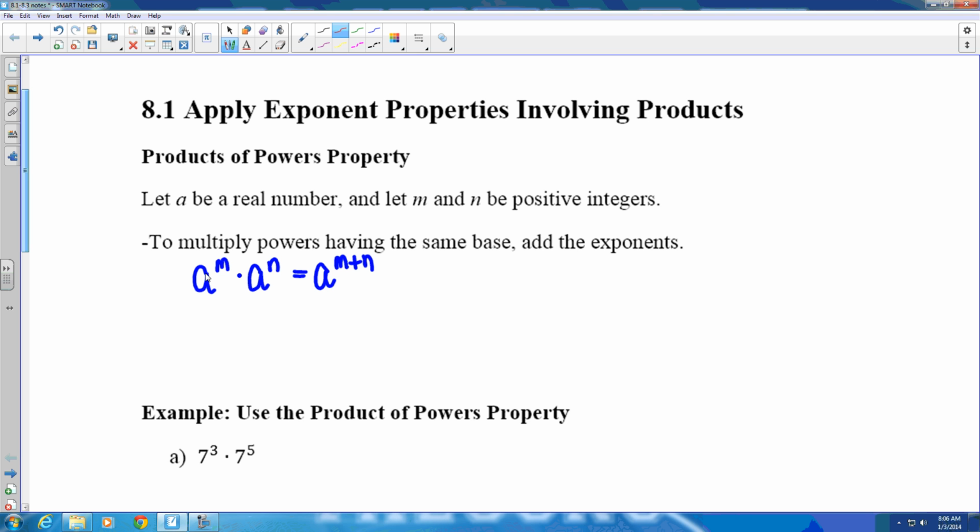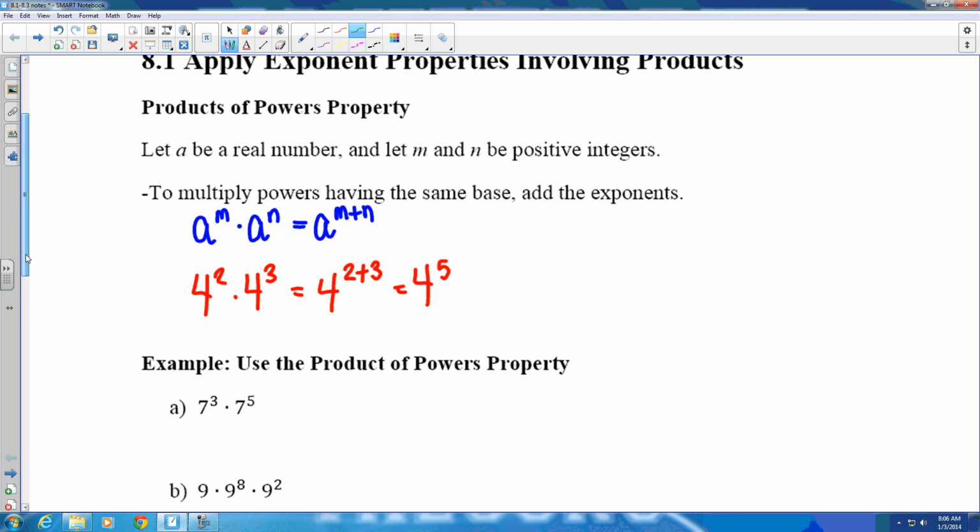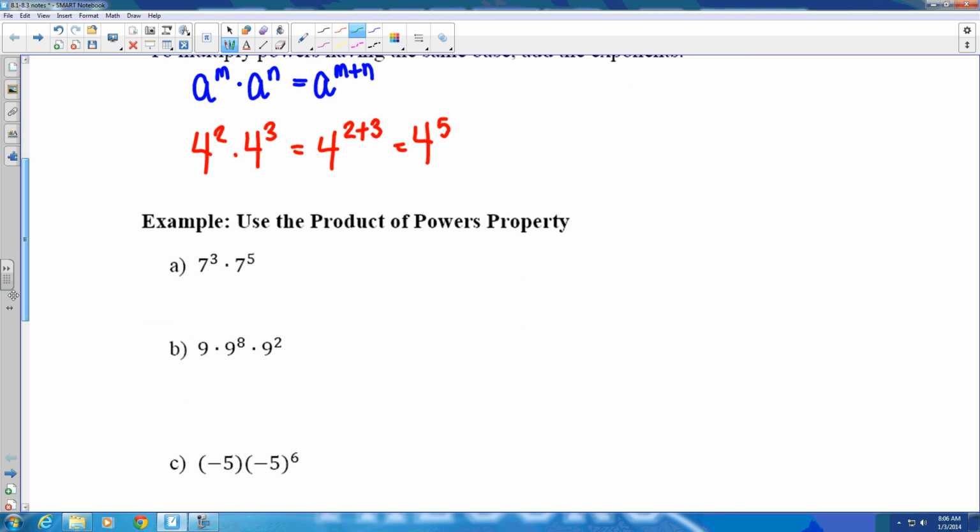So I'll do an example not with a's and n's, so you can figure out what to do with numbers. If we have 4 squared times 4 to the third, what we do is keep the base the same, so it's 4, and then we add the 2 and the 3, so it's 4 to the 5th. Okay, so these examples are below. We have 7 to the 8th if we add the 3 and the 5.